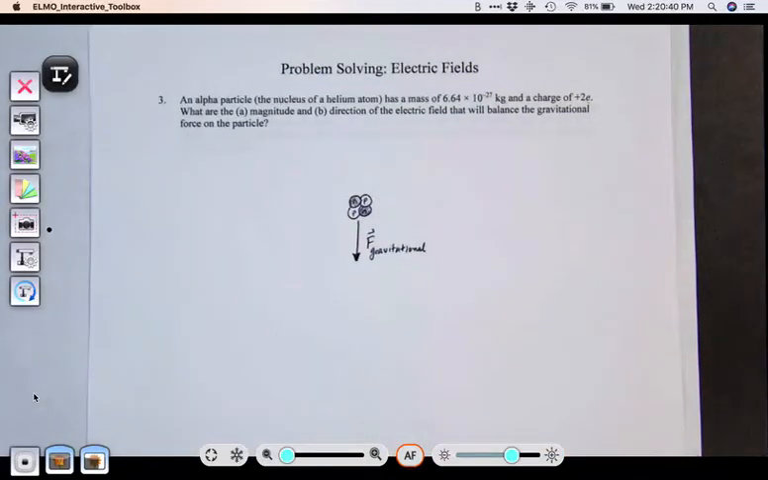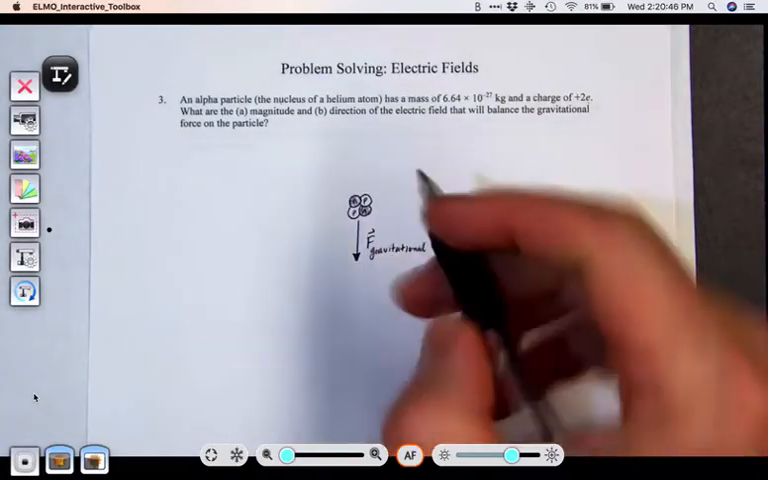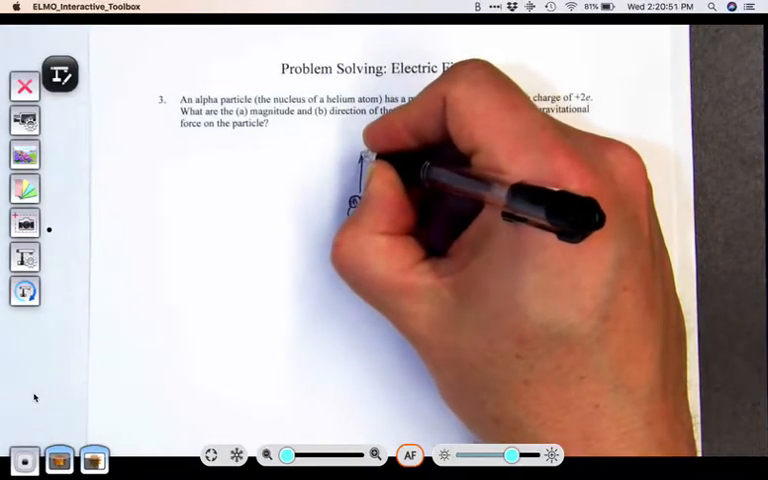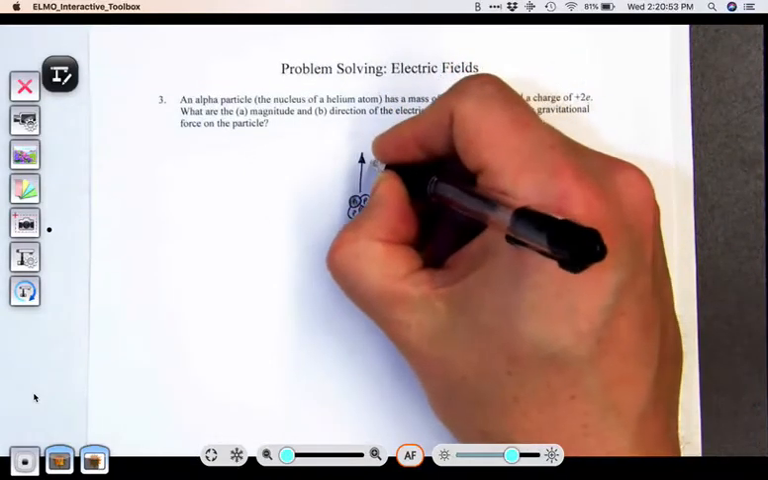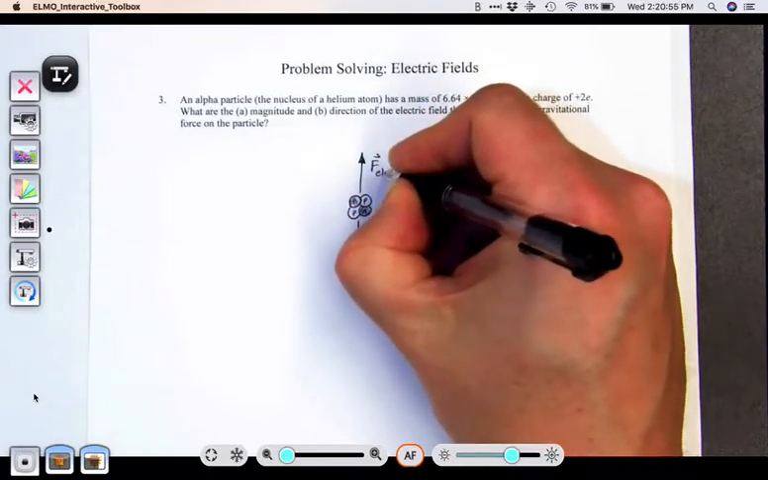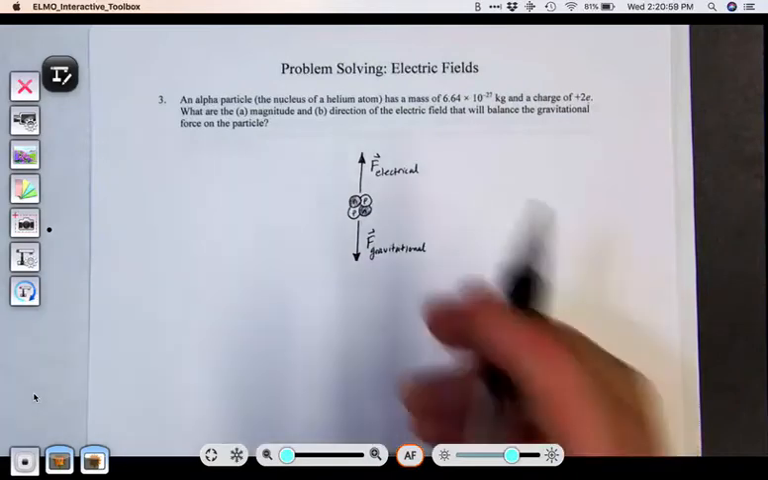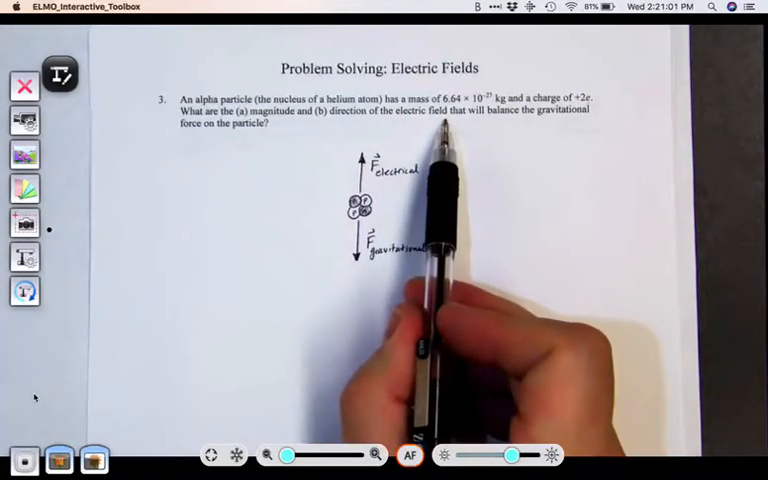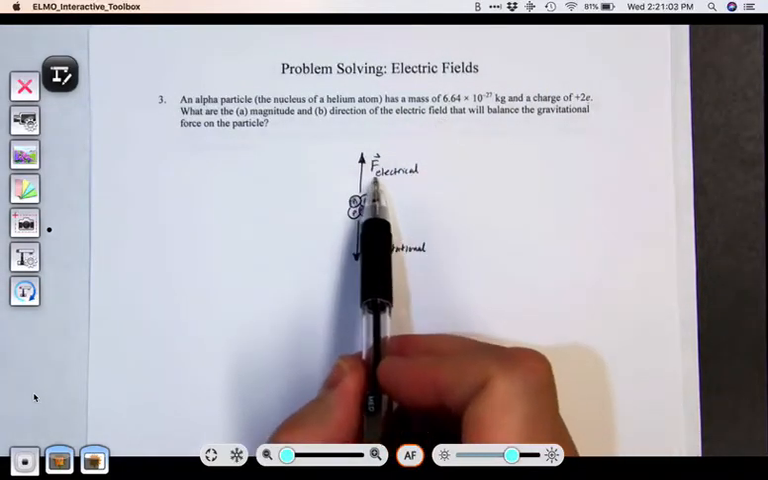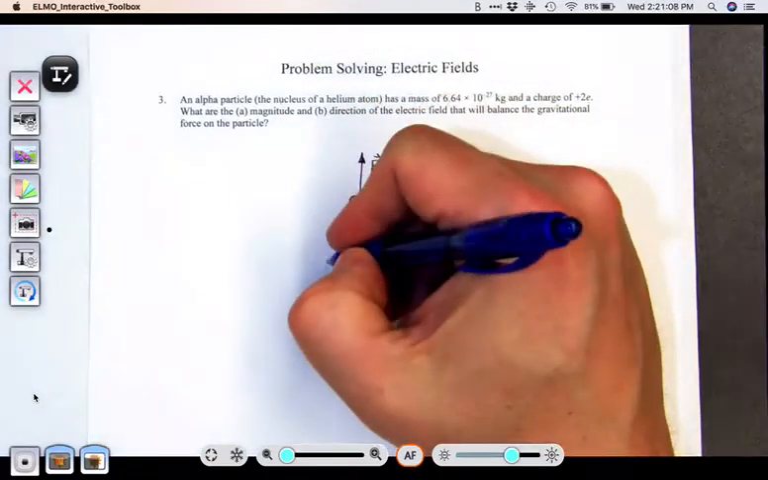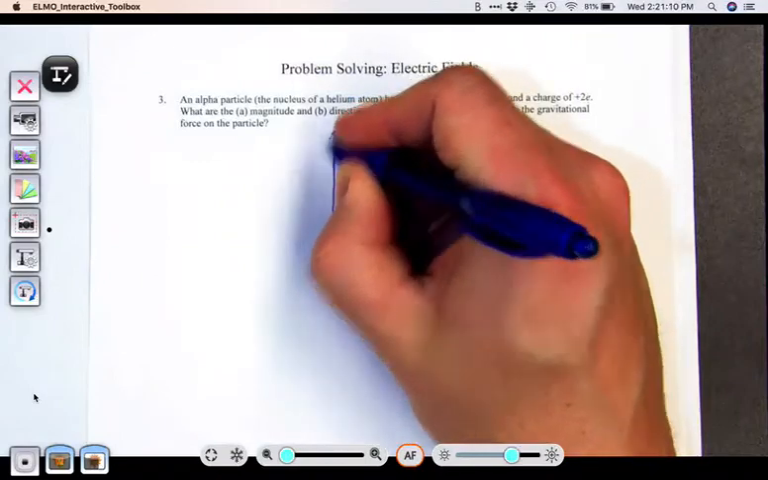And we want to balance the gravitational force on the particle. So if I don't want this particle to fall, I need to put an electrical force on it, and the electrical force has to go in the upward direction. And that electrical force is going to be produced by an electric field. And so if this electrical force is upward, there must be an electric field in this area that's also upward.